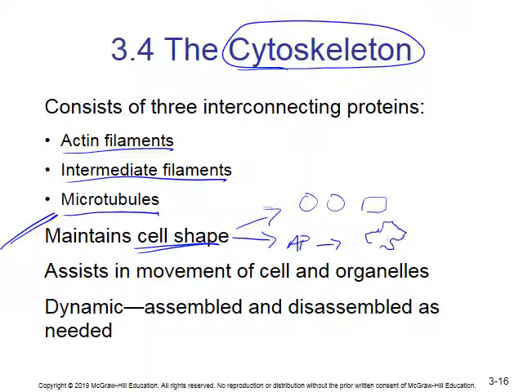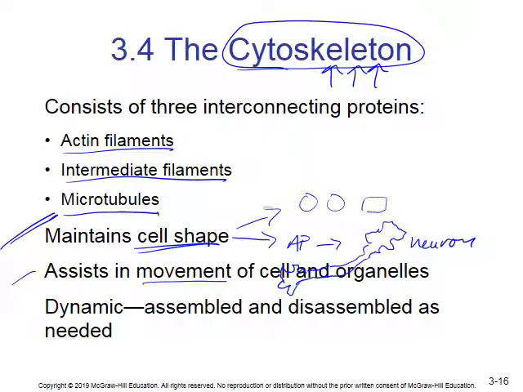like neurons, which have these dendrite fingers and have this long axon tail, and then have these little feet. So this neuron structure is pretty complicated. How do we maintain that structure? Well, the cytoskeleton is responsible for that. So think of cytoskeleton as kind of like the scaffolding inside of the cell.